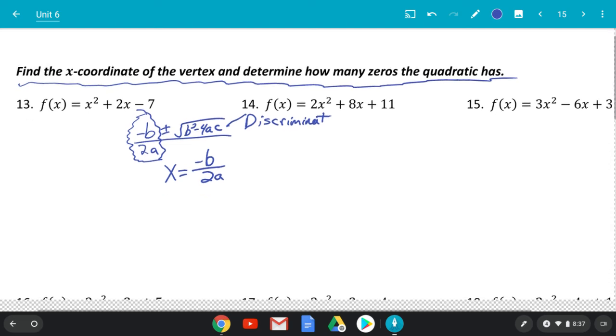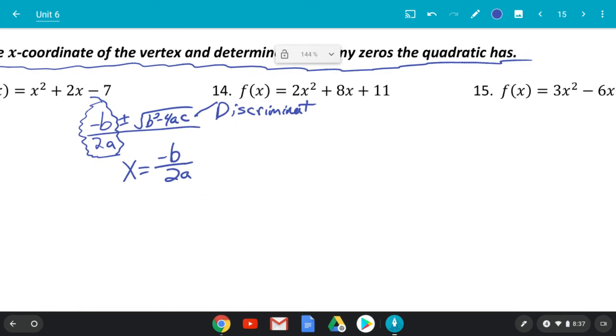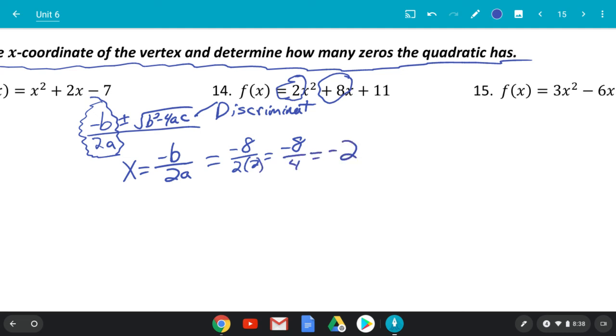So if I look at number 14, I start with negative b over 2a. Well, b is still 8, so negative b would be a negative 8 over 2a. Well, a is 2, so 2 times 2, so that is negative 8 over 4, which is a negative 2. So the x value is negative 2. And then determine how many zeros. How do I determine how many zeros? By the discriminant, which is b squared minus 4ac.